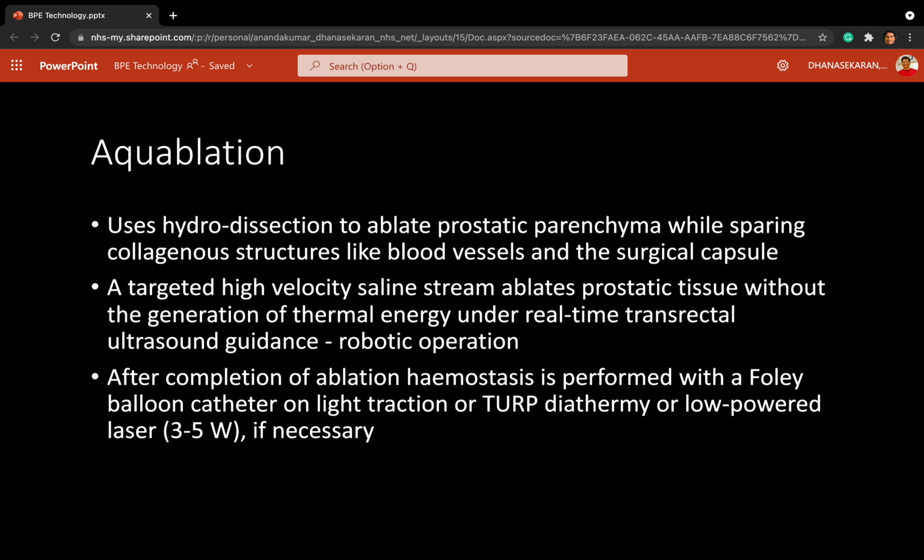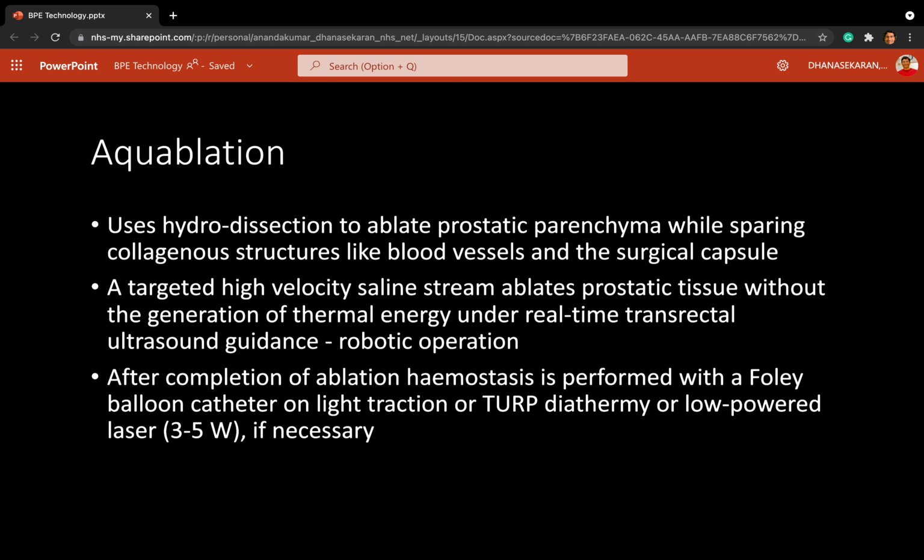It has a targeted high velocity saline stream, and it works in real time with the help of transrectal ultrasound guidance. And as the aquablation needle moves, the transrectal ultrasound guidance also moves in a very robotic fashion. So first you need to keep the transrectal ultrasound and mark the area you want to ablate, and then the machine will do the rest of the work. After aquablation, you may need a Foley catheter for drainage overnight, and light traction may be necessary if there is bleeding.